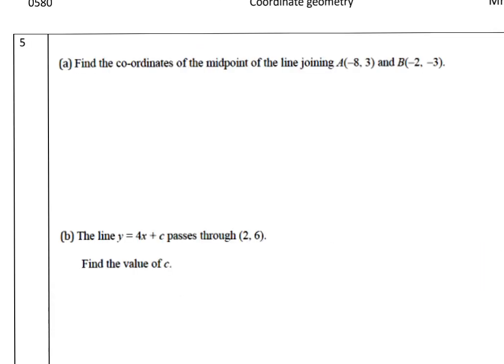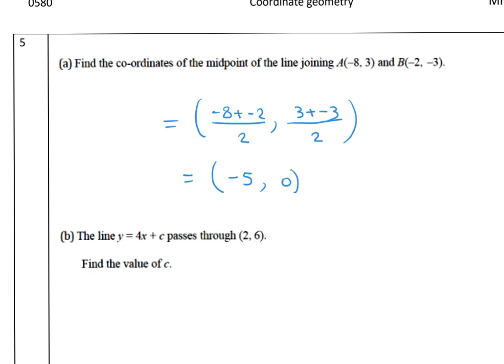Okay, number 5. Find the coordinates of the midpoint of the line joining A, negative 8, 3, and B, negative 2, negative 3. We have our formula for the midpoint: negative 8 plus negative 2 over 2, 3 plus negative 3 over 2. So negative 8 plus negative 2 is negative 10, over 2, so negative 5. 3 plus negative 3 is 0, 0 over 2 equals 0, so negative 5 and 0.